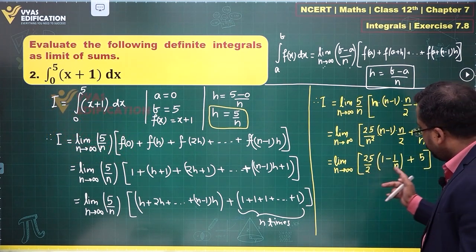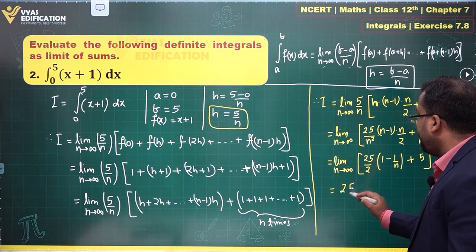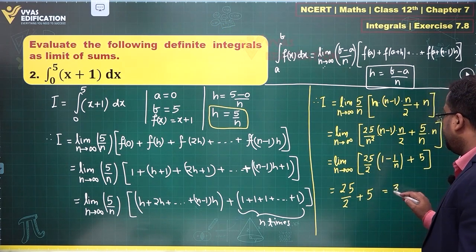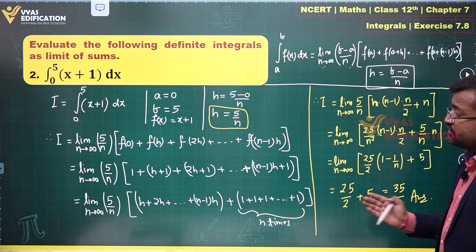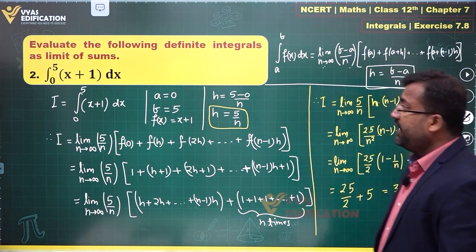This is what will remain. Now putting n tends to infinity will make 1 upon n zero, so this becomes 25 by 2 plus 5. So this overall value is 25 by 2 plus 5, which is 35 by 2, and that is my required answer for this question, as you can see over here. That's the final answer for this complete question.